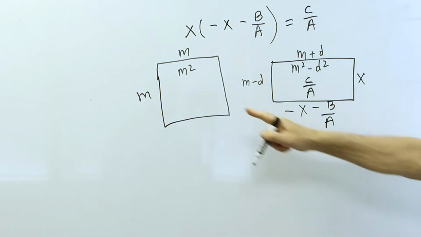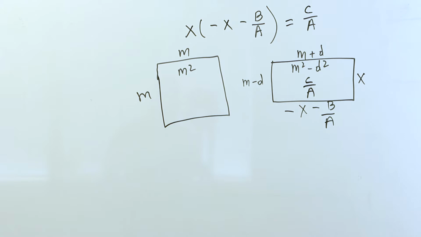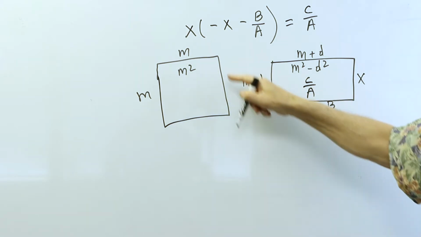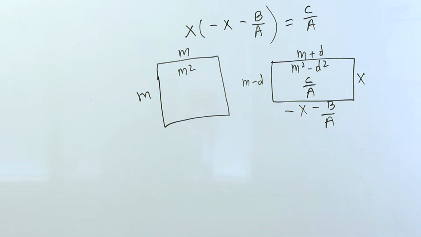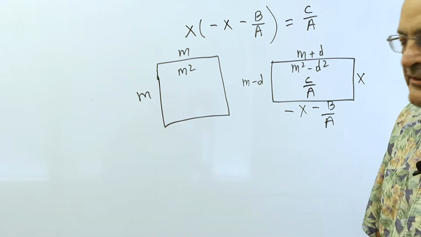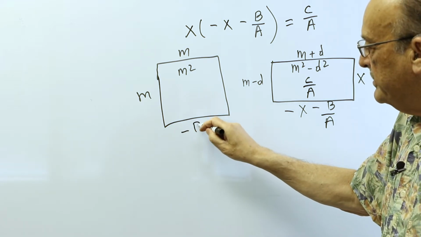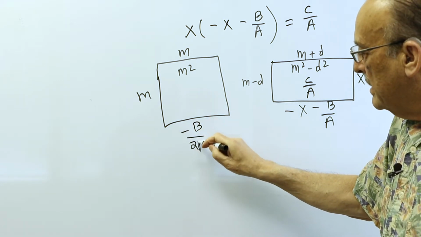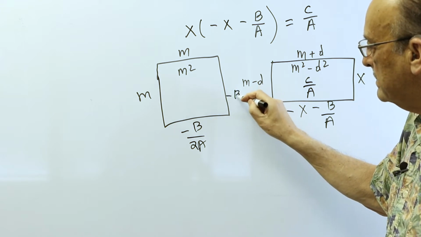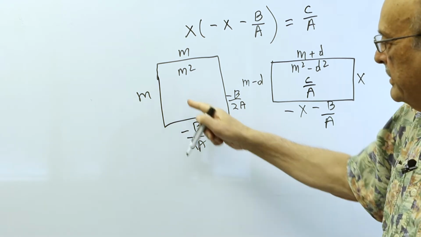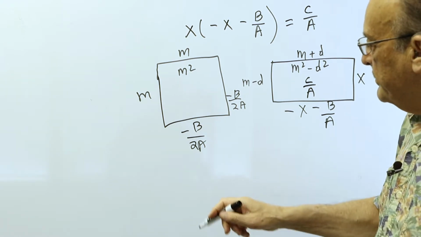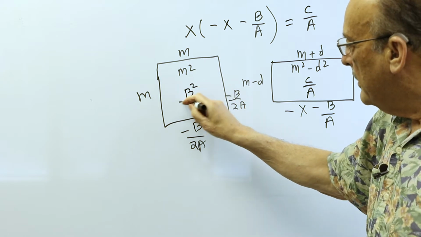Now, again, these two have the same perimeter, so they have the same semi-perimeter. This plus this is equal to this plus this. So the x and the negative x cancel when I add the two sides, and I get negative b over a. So this is negative b over 2a, and this is also. And the area is going to be b squared over 4a squared.